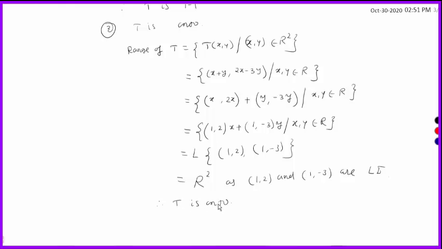From 1, 2 and 3, what do you get? T is a linear transformation, T is 1-1 and T is onto. Thus T is a linear isomorphism, or T is an invertible map.